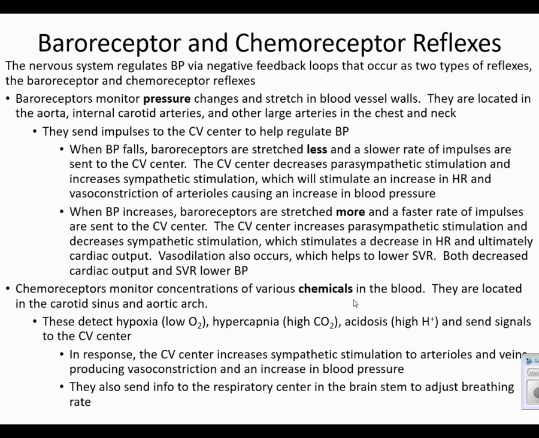Those three chemical concentrations are oxygen levels, specifically low oxygen levels in our blood, which we call hypoxia; high carbon dioxide levels, which we call hypercapnia; and acidosis, which is a high hydrogen ion concentration. In response to those three things, which a lot of times happen simultaneously, our cardiovascular center will increase sympathetic stimulation to our arterioles and veins, causing vasoconstriction and an increase in blood pressure.